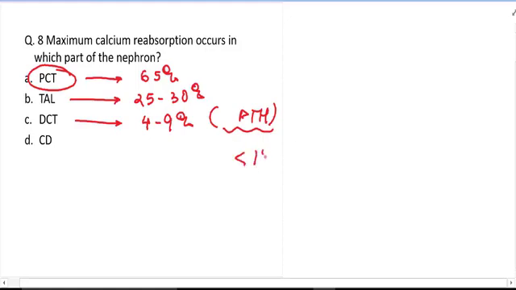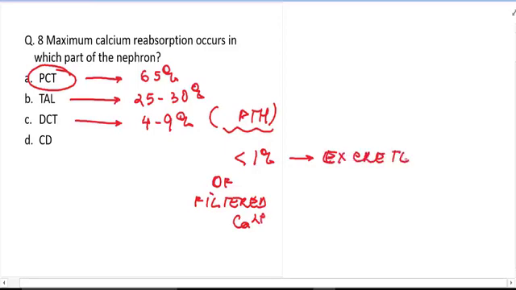Less than 1% of the filtered calcium is actually excreted, right? Almost 99% of the filtered calcium will be reabsorbed, and these are the sites, but the maximum calcium reabsorption takes place in the PCT. In the DCT, it is under the control of parathormone. Let's see the next question.